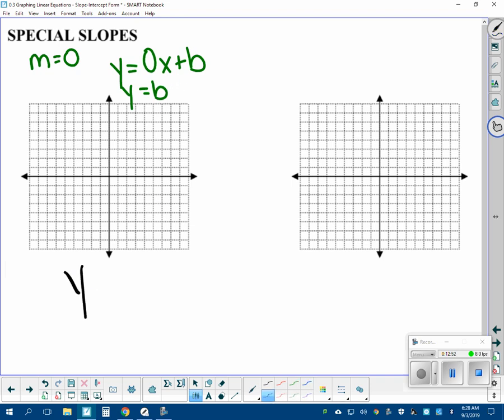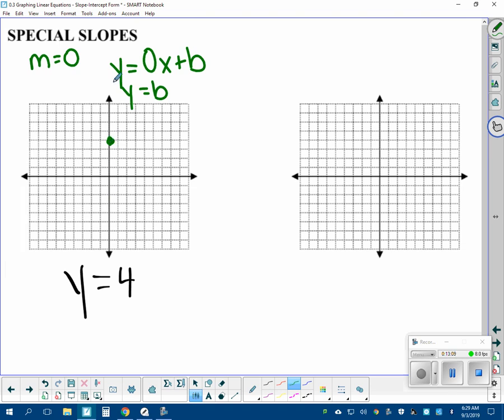Let's do an example. Y equals 4. Well, if y equals 4, how would that line look? What would that line look like? Well, where does y equal 4? It equals 4 right here. Where else does it equal 4?